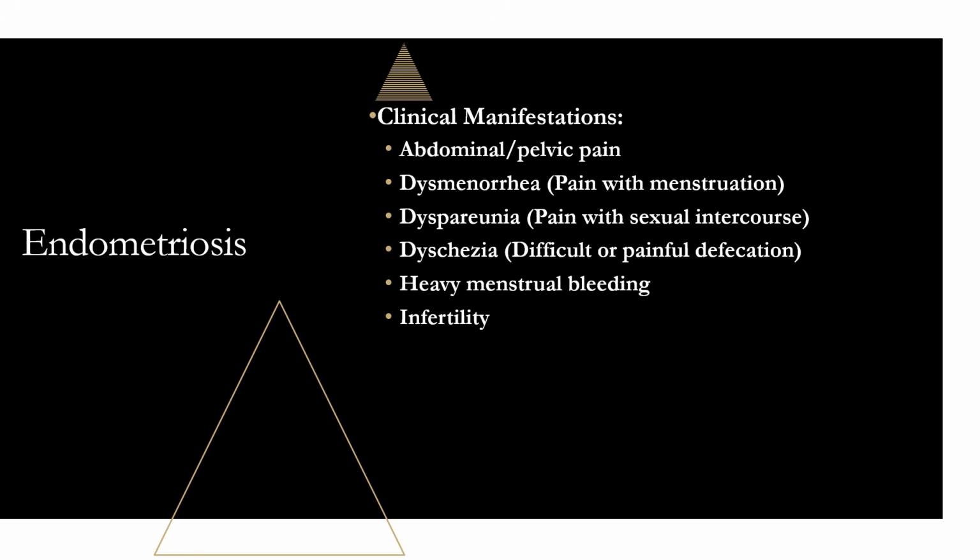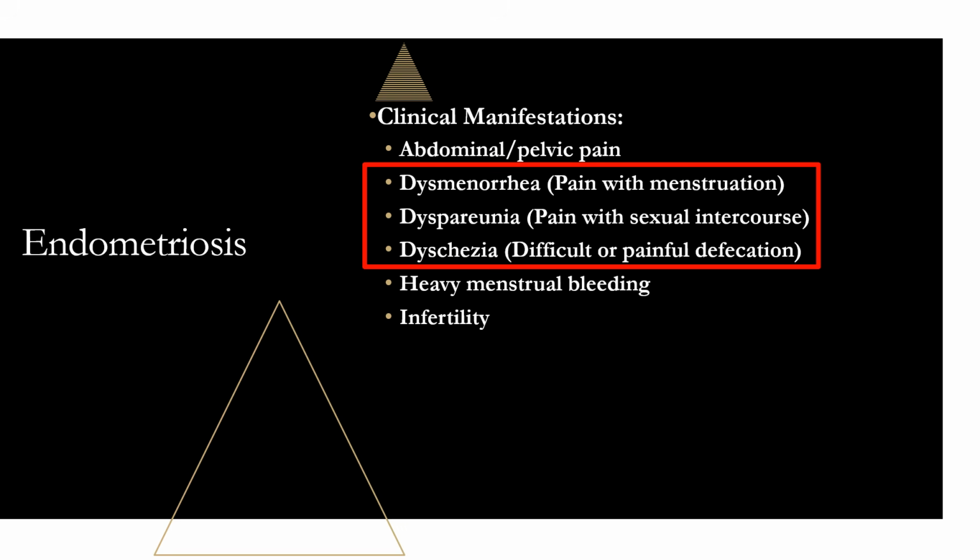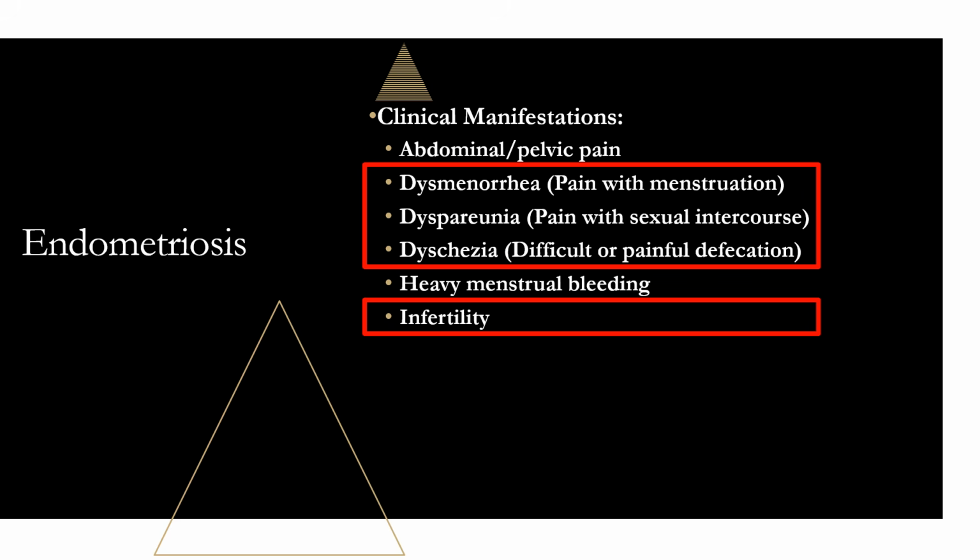There are a number of clinical manifestations, but if we're going by what's most common, what you'll likely be tested on and what I was tested on, it's really four things. And that's going to be dysmenorrhea, dyspareunia, dyschezia, and infertility. They will almost certainly give you a patient in their reproductive years having trouble getting pregnant, complaining of severe pain with menses, pain with defecation and intercourse.